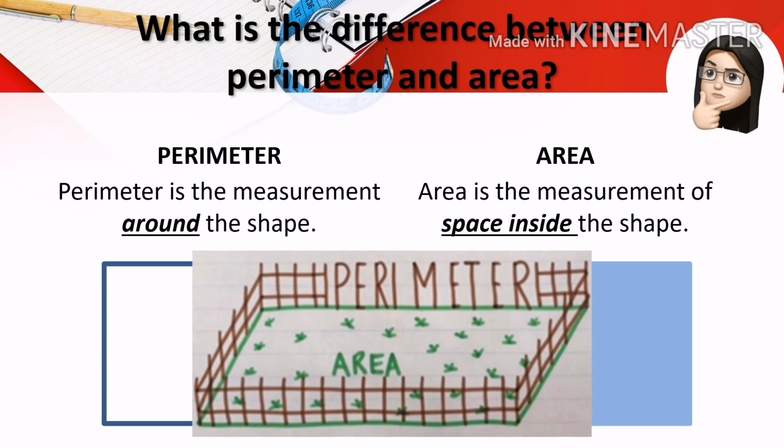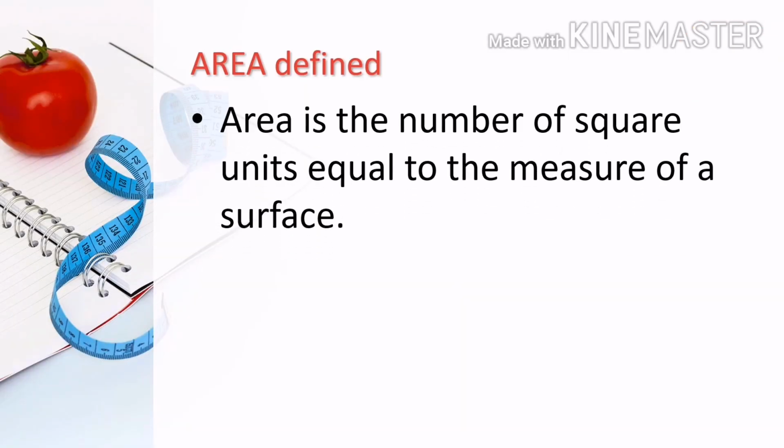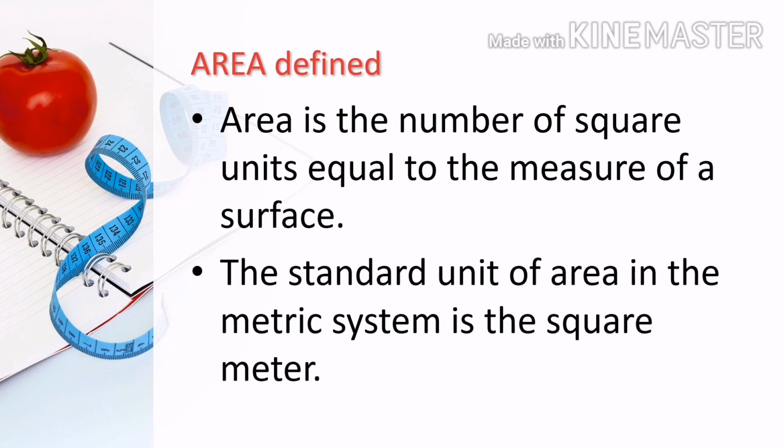So, kagaya nito, pag sinabi nating perimeter, yun yung bakod ng garden. Pag sinabing area, yun mismo yung lupa na pinagtatamnan natin ng halaman. So by definition, area is the number of square units equal to the measure of the surface. The standard unit of area in the metric system is the square meter. So iba-iba, depende kung ano yung binigay na unit. Kung inches yung binigay, that would be square inches. Kung centimeters, square centimeters. Kung feet, square feet, and so on. So yun yung difference din nila ng perimeter.